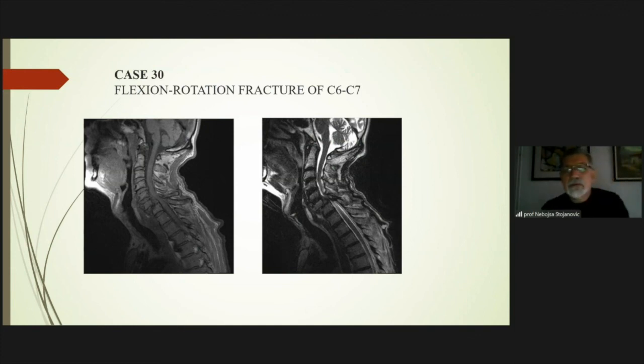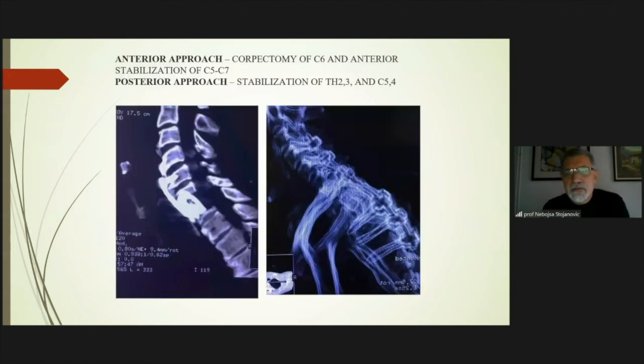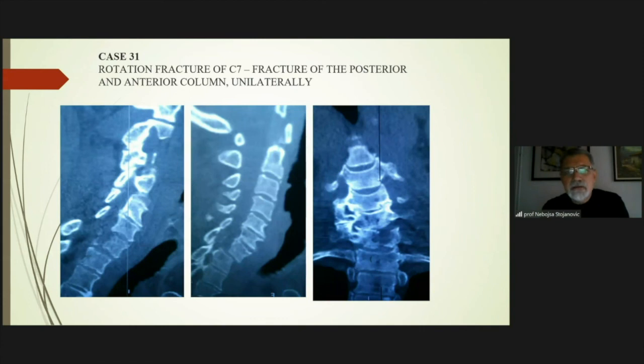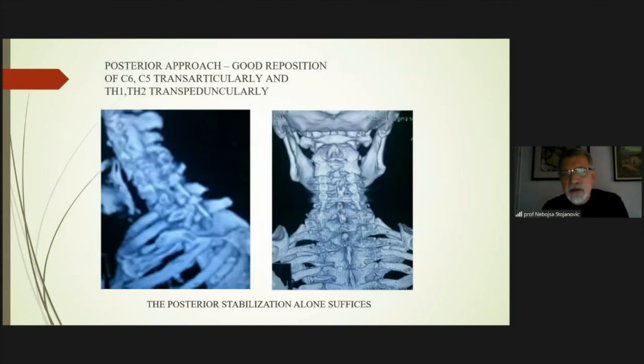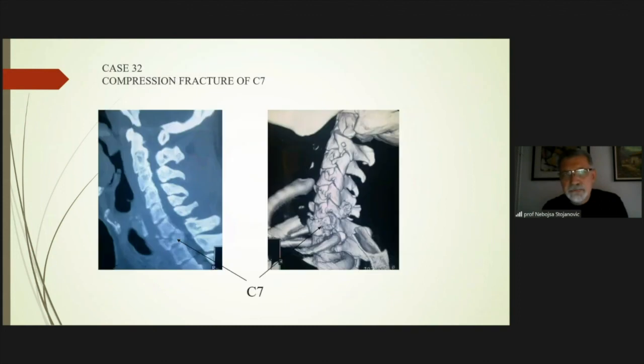Flexion rotation fractures of C6, C7. In this case, we prefer anterior and posterior reconstruction. In this case, we have unilateral rotation and fractures, and we prefer only posterior stabilization.